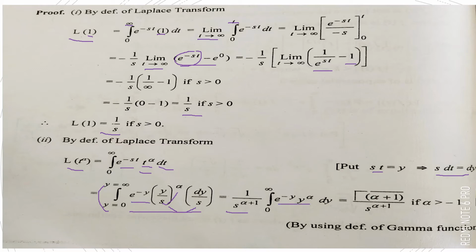Now this integral is a standard integral and this is called the gamma integral. By using the gamma integral, this part becomes gamma of alpha plus 1. You have to learn this. This is a gamma integral by the definition of the gamma function. So we have proved here that Laplace of t raised to alpha is gamma alpha plus 1 upon s raised to alpha plus 1. If alpha is an integer, then gamma alpha plus 1 will be equal to alpha factorial. Similarly, you can prove the others.